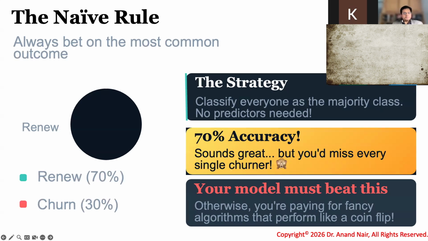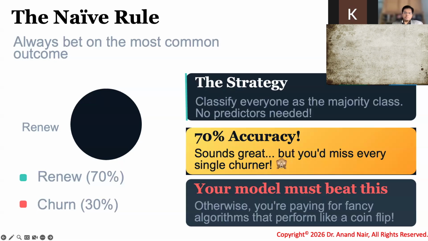So the naive rule is to always bet on the most common outcome. As I mentioned earlier, let's take the scenario where 70% of your customers renew their subscription for a certain streaming service or a magazine or whatever it might be. The naive rule would say to predict that everyone will renew in the validation set, which means that 70% of the time you'll be accurate, right? Because your training data is indicating that 70% of your customers do renew. So without any effort, you will be correct 70% of the time.